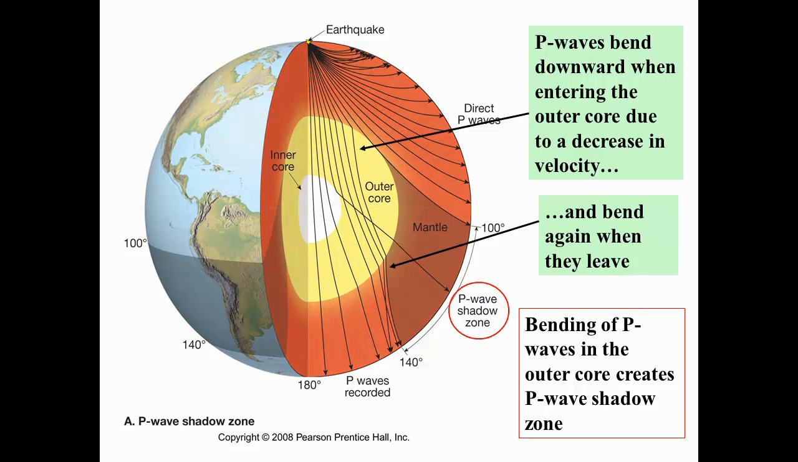The overall bending of P waves when passing through the outer core creates what's called a P wave shadow zone. In this particular figure, the P wave shadow zone occurs between quadrants of 100 degrees and 140 degrees. Basically, this means that seismograph stations located anywhere between 100 and 140 degrees, in other words within the P wave shadow zone, will not record P waves whatsoever. And this is entirely due to the slowing down of these seismic waves when passing through the outer core.